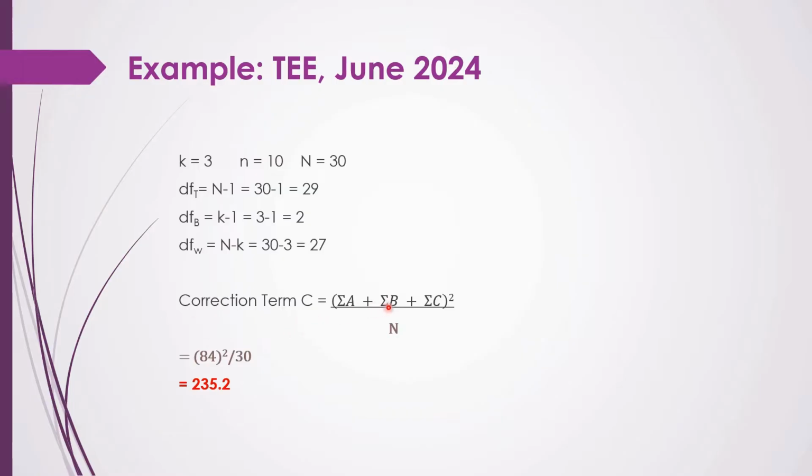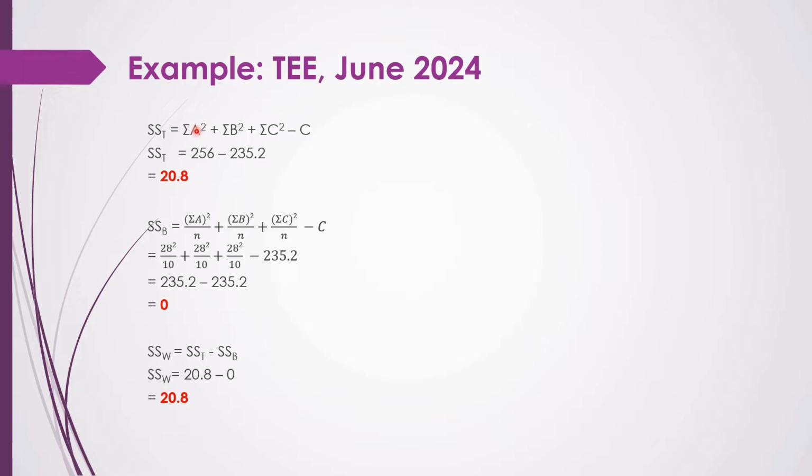Then next, correction term C. Sum of A plus sum of B plus sum of C whole square by n. The value is already there in the table. You just have to substitute it in the formula. So it is 84 square by 30 which is 235.2. Next, we are going to calculate the sum of squares.